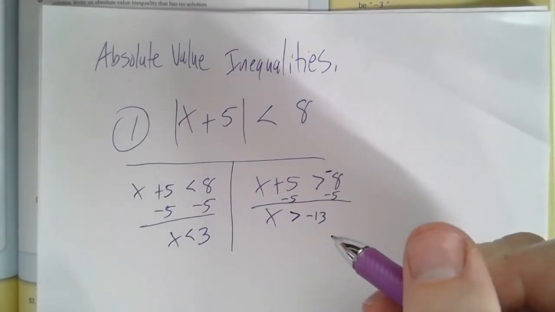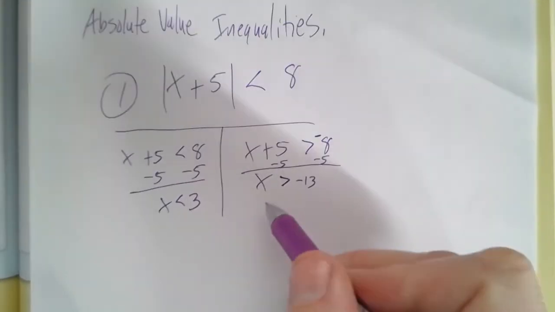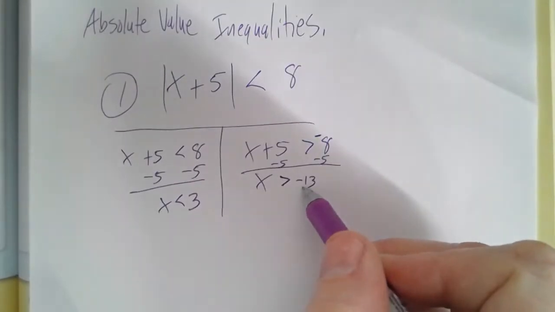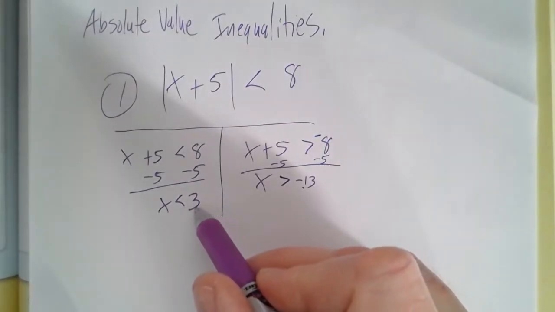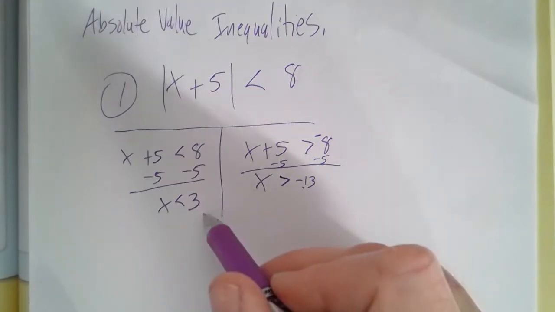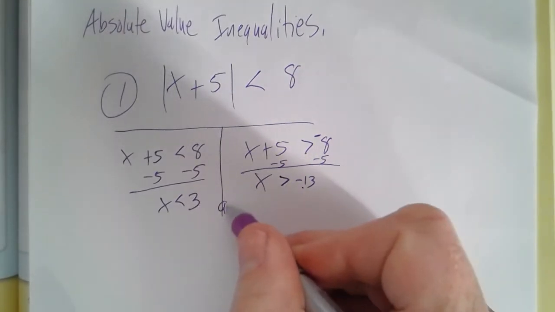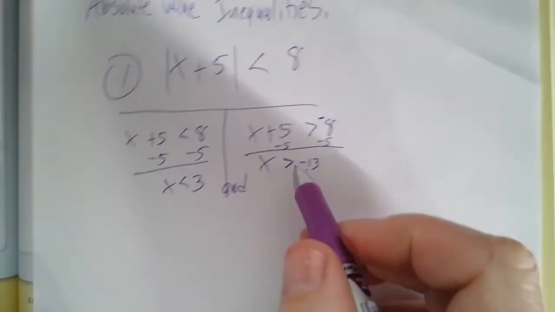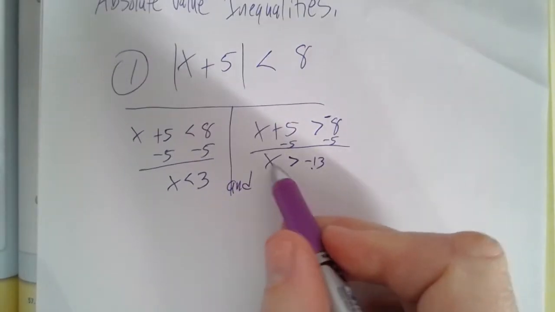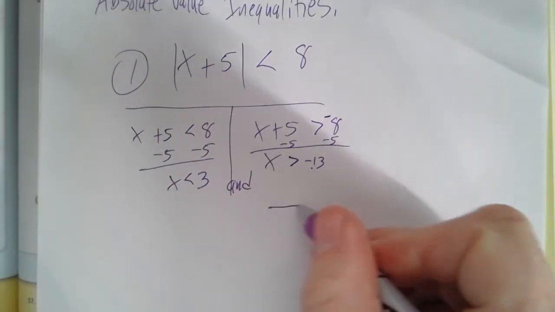Now the question is, is this an "and" or an "or" situation? Well, you're bigger than negative 13, and then you're less than 3. So you're doing those things at the same time, which is possible. So that means it's an "and" situation, because you're greater than negative 13 and you're less than 3. So you're trapped in between the two numbers.